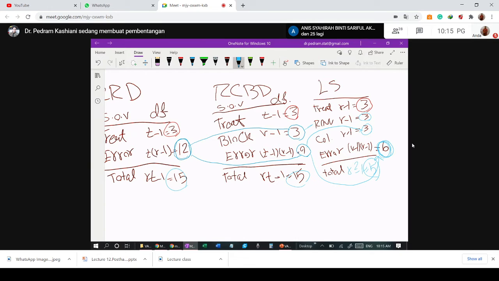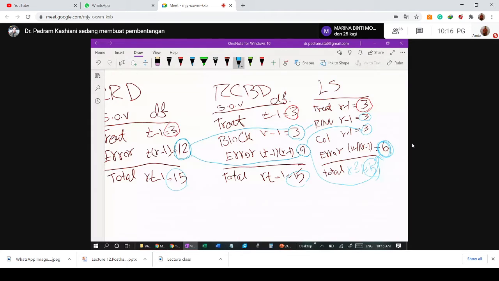Here, SS divided by 12. Here, SS divided by 9. Here, divided by 6. Of course, this one became bigger. So you can see, Latin square is not a good design in the form of the degrees of freedom for error. Therefore, this should be our last choice.